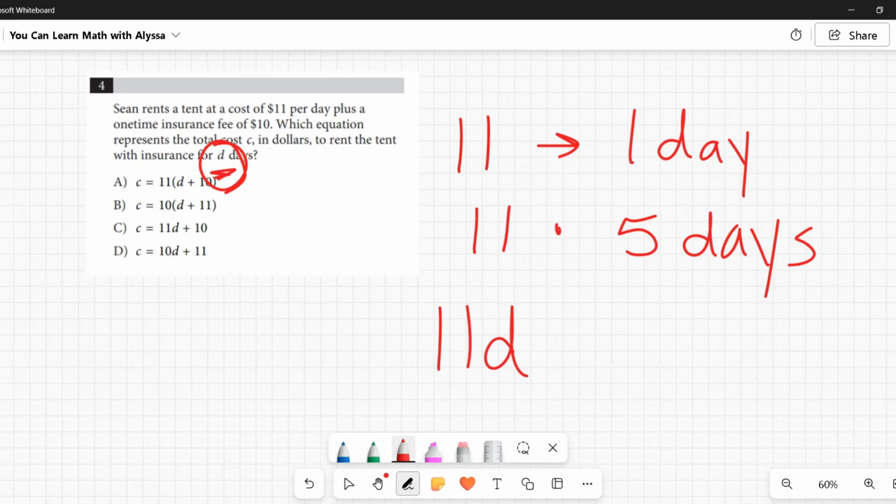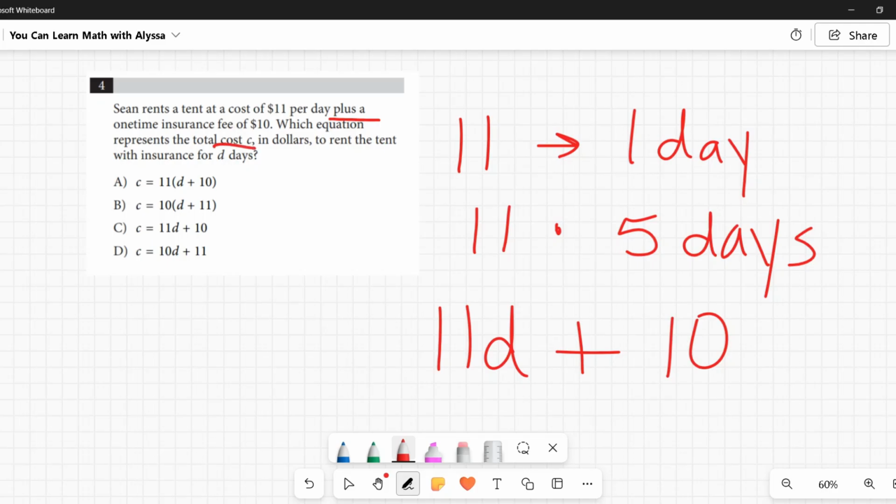Is there anything else he has to pay? Well, if we look at our word problem up here, we see there's a plus, it's already there, plus a one-time insurance fee of $10. Sometimes we have to figure out what we need to do, but here it's right there. It's plus. We need to add a one-time insurance fee of $10. And that altogether will be his cost.